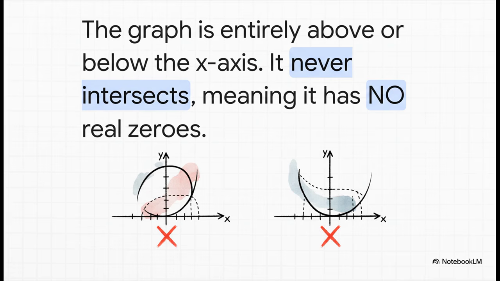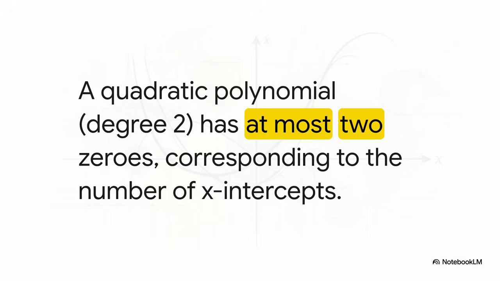It could be entirely above the x-axis or entirely below it. If it never crosses and never even touches, what does that mean? Well, it means it has no real zeros at all. So the big takeaway for quadratics is this. A polynomial of degree 2 can have two zeros or one zero or even no zeros. But the key thing is it can have at most two. The number of zeros is simply the number of times its graph hits the x-axis.